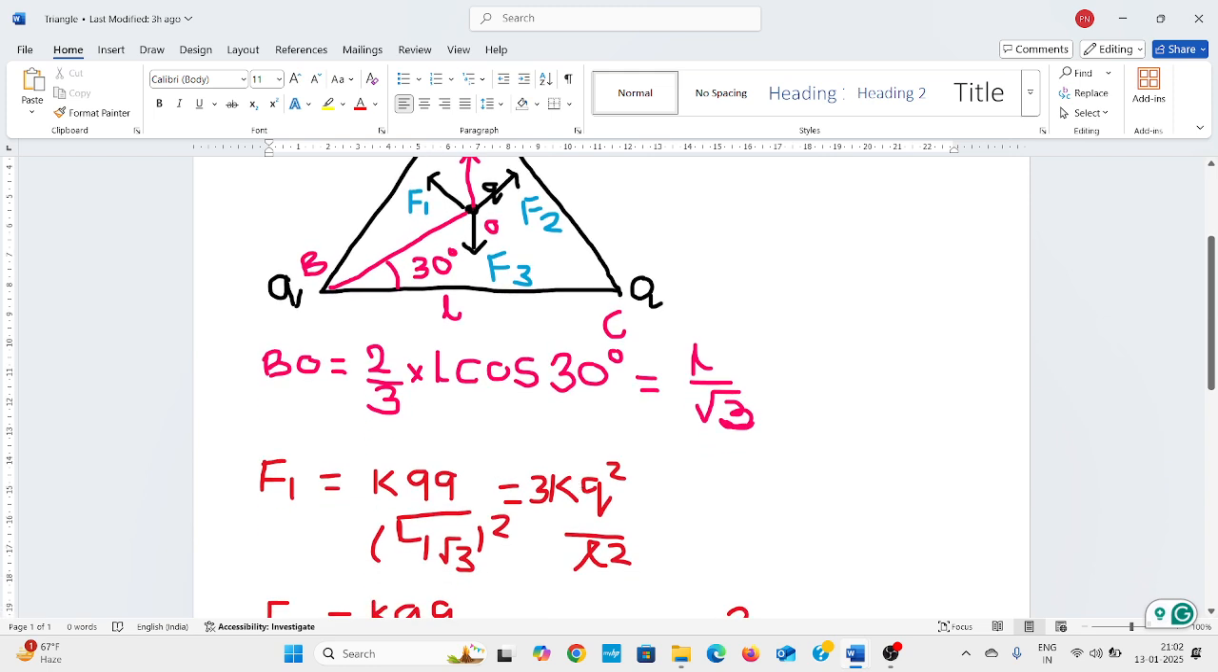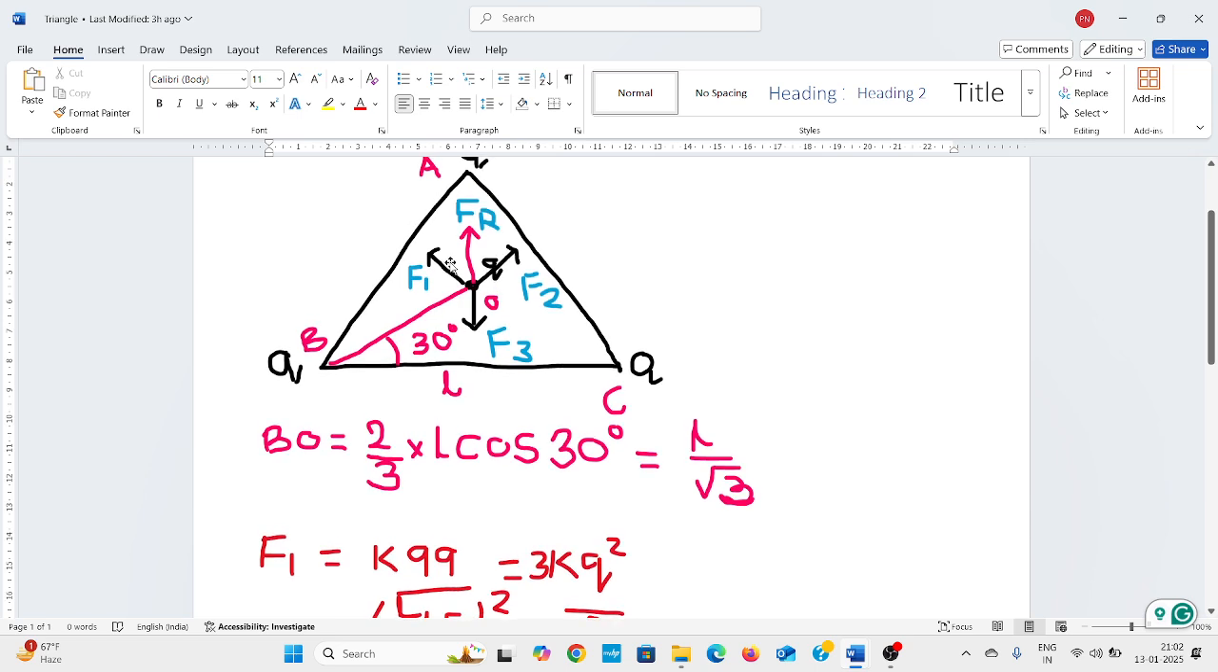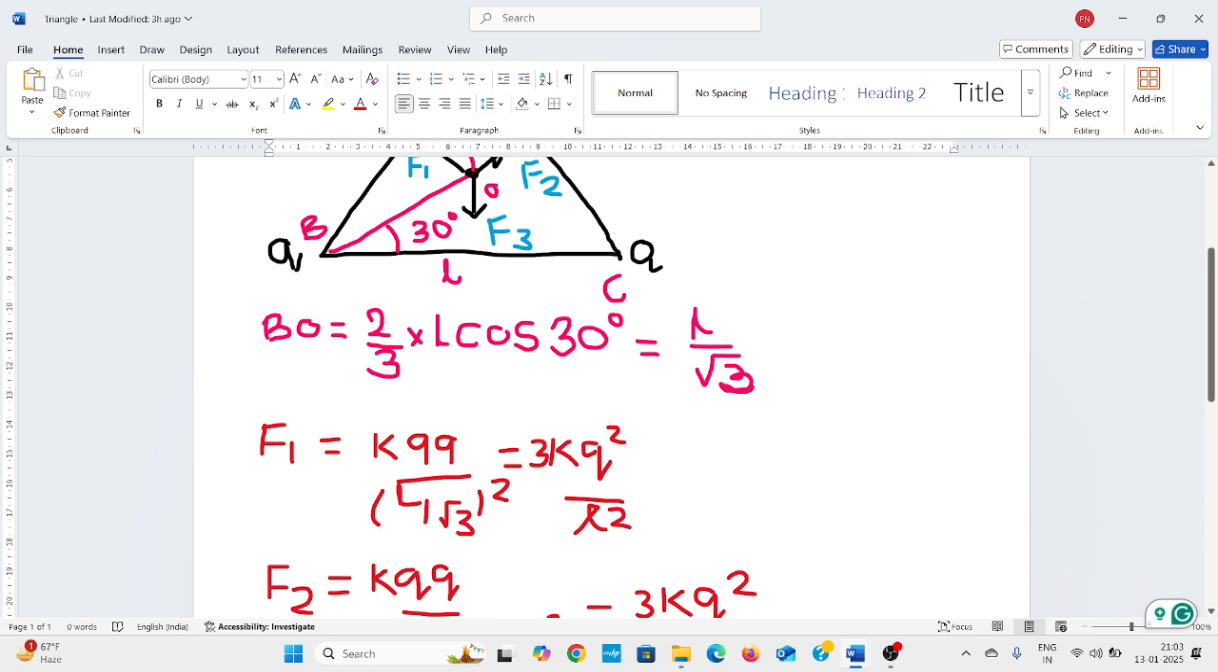Then we can calculate all the forces F1, F2 and F3. Then we can calculate using the parallelogram law. The resultant force will be created by F1 and F2. This will be the resultant force. We will calculate this and then we will calculate the net force at the centroid.